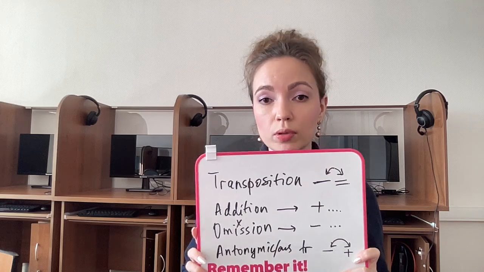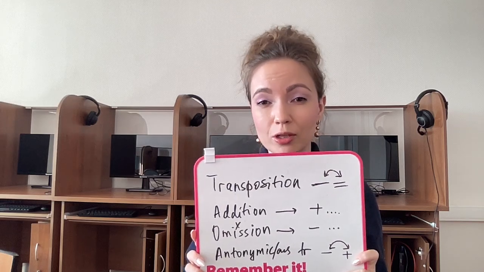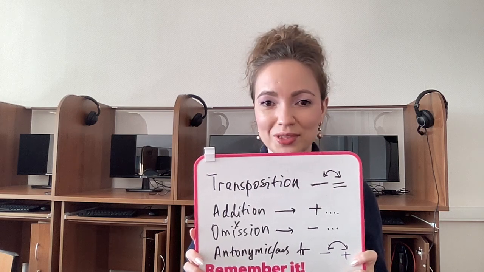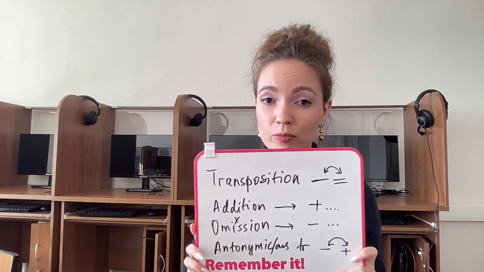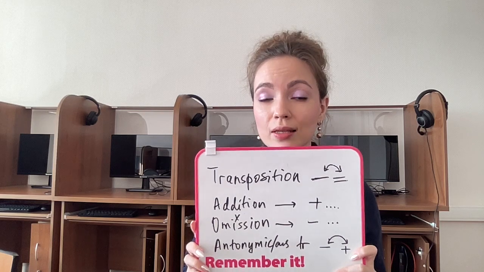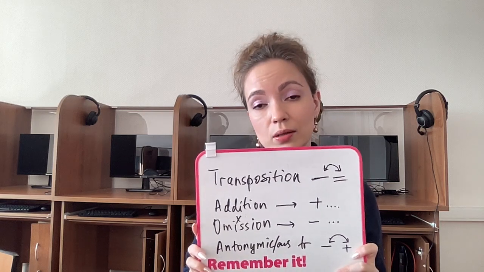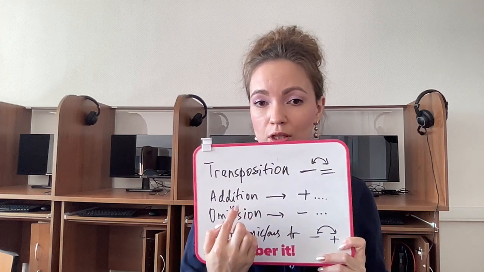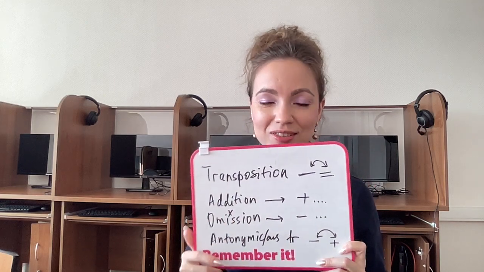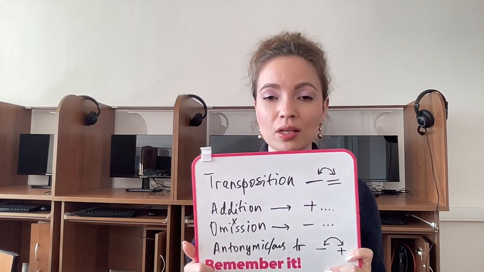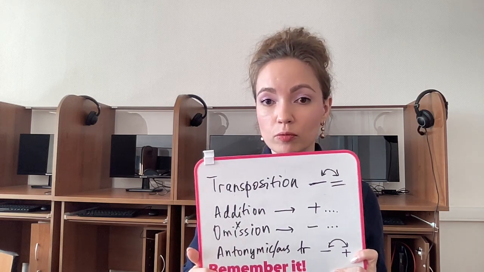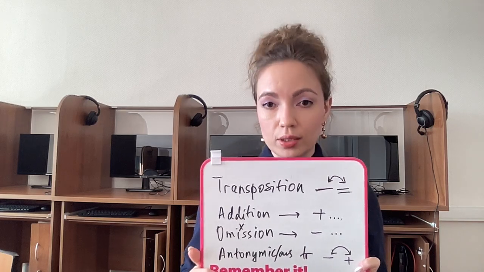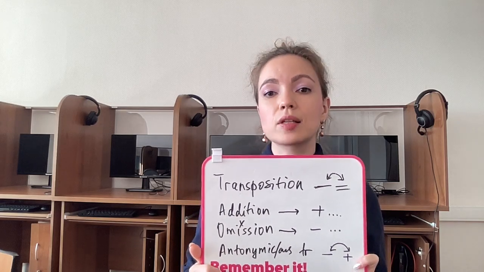Okay? So you will understand when you really, truly need it. If you don't need it, just do not use it. Okay, one more transformation here. Addition and omission. Let's study them in pair, because you see the cross. It means that it's contrary. Addition is derived from the verb to add. When you need to add something, you again will understand it.